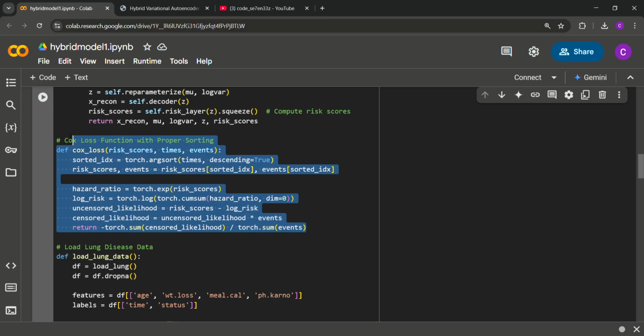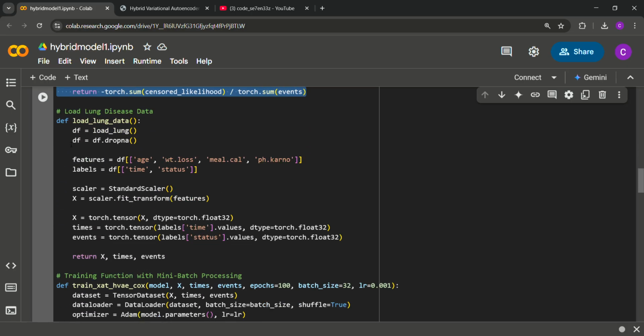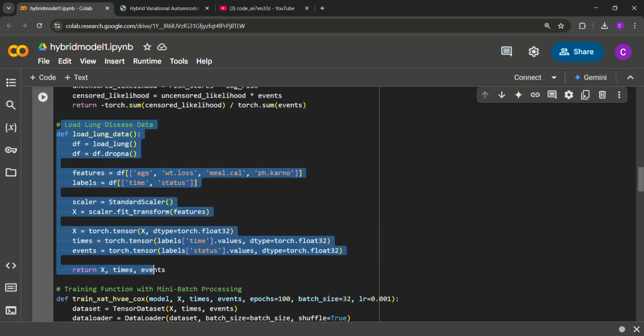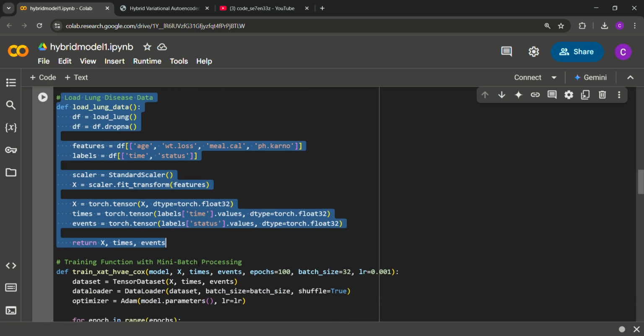Cox loss function. Since we are doing survival analysis, we need a proper loss function. Risk scores are sorted by survival time. Hazard ratios are computed and logged. We calculate the likelihood for censored and uncensored data. Data loading. We load and process the lung dataset. Why feature scaling? Standardizing helps stabilize training and improves convergence.